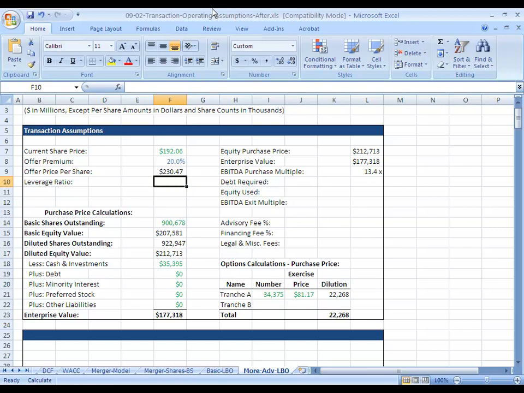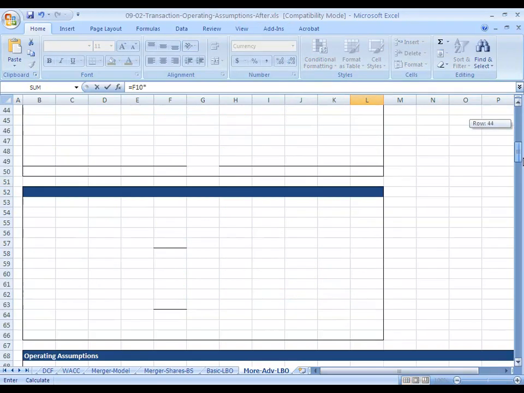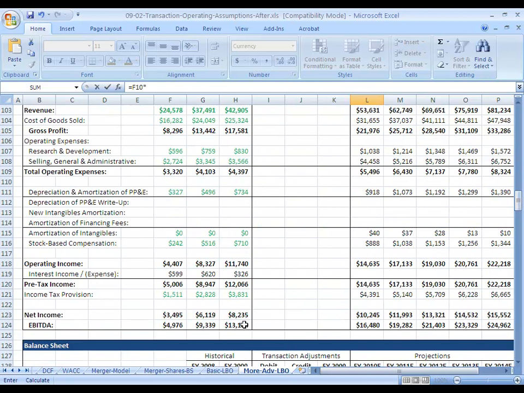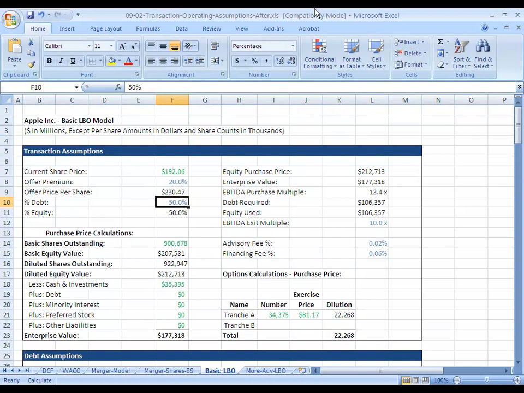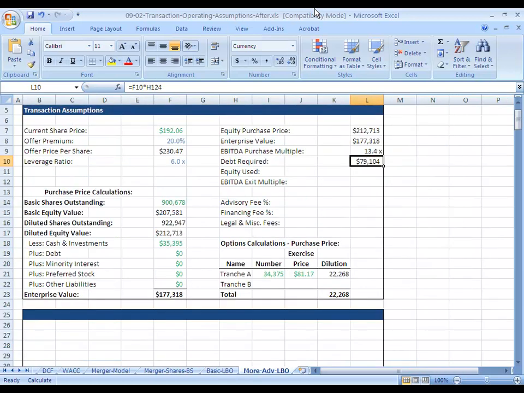So we're going to say 6x here for our leverage ratio, which means that the debt required will be the 6x right here. I'll scroll down to get the EBITDA times the 2009 EBITDA of 13 billion. So we have 79 billion worth of debt. Comparing these numbers to our basic LBO, we see that we're raising quite a bit less debt in this case, but that's okay because the assumptions here are more realistic.